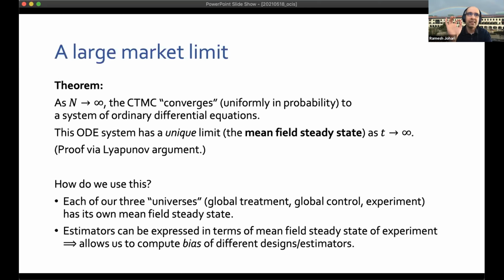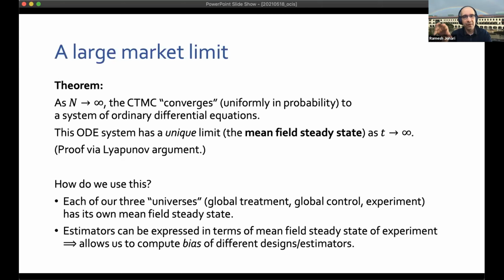So maybe I'll just make one last comment on this slide and then pause for questions. First of all, we're looking at steady state here, and I think that's an interesting thing to point out because, of course, in reality, experiments are of finite time horizon. We don't run experiments for infinite time all the way out to steady state, which naturally begs the question, what can you take away from a steady state analysis of an experiment?